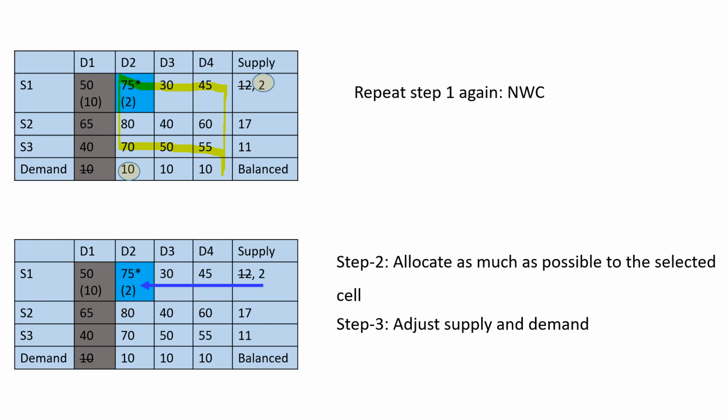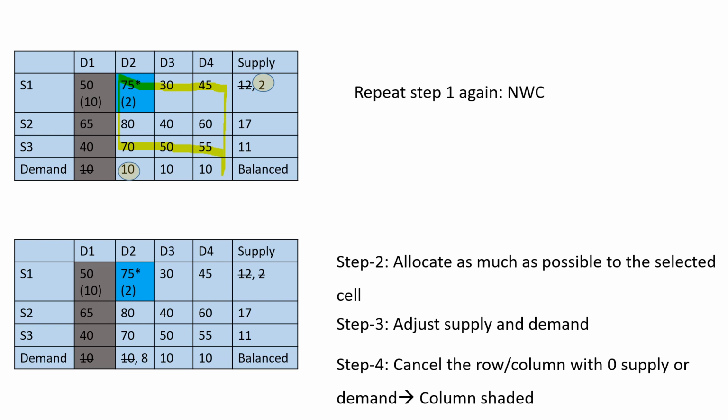Here we cancel out 2 because it is moved, and we subtract 2 from 10, and the remaining is 8. The last step is cancelling out the row or column having 0 demand or supply. As you see, this row has already allocated all its supply, so it is 0. So we cancel out the first row. And the next task is to repeat the step again by finding the northwest corner from the remaining region.